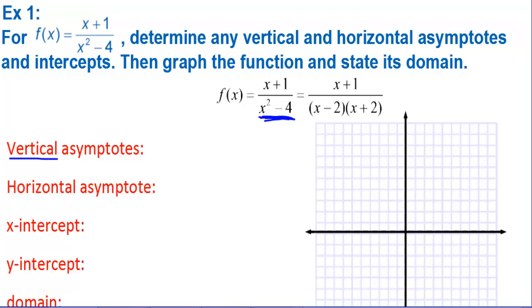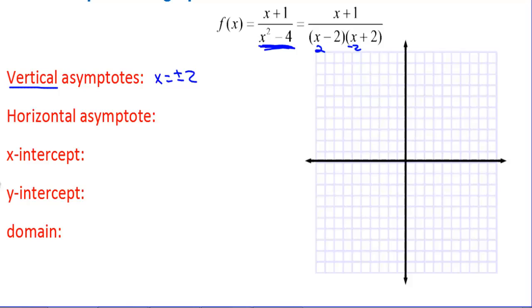Let's talk about vertical asymptotes. A vertical asymptote is where the x value makes the denominator 0. So we have vertical asymptotes at x equals plus or minus 2. So 2 makes the denominator 0 here, negative 2 makes the denominator 0 there. So we have two vertical asymptotes. So let's draw in the one at 2 and the vertical asymptote at negative 2.